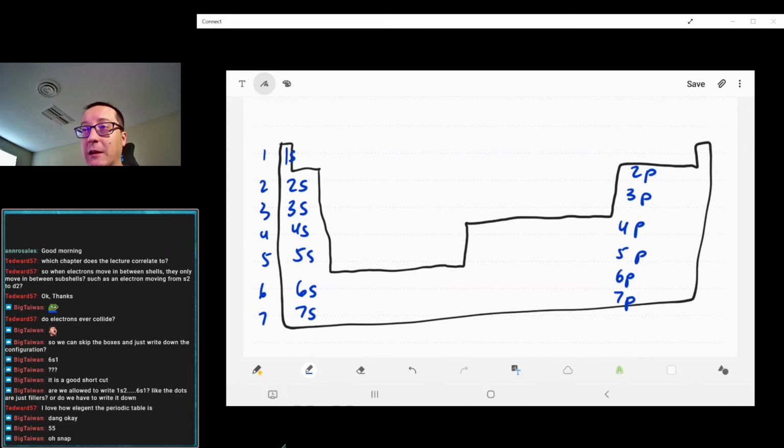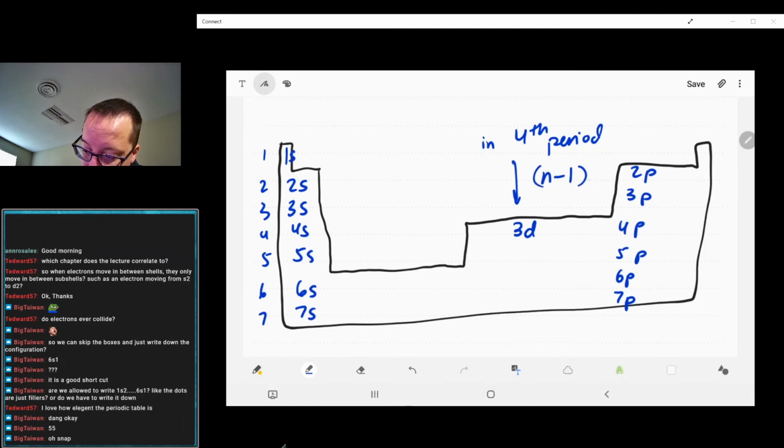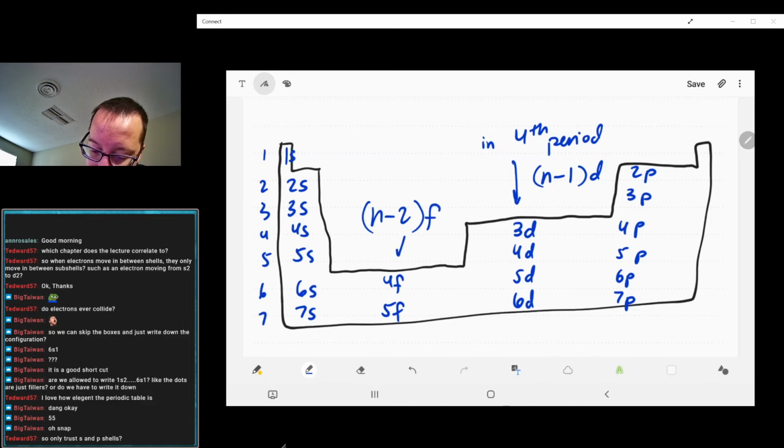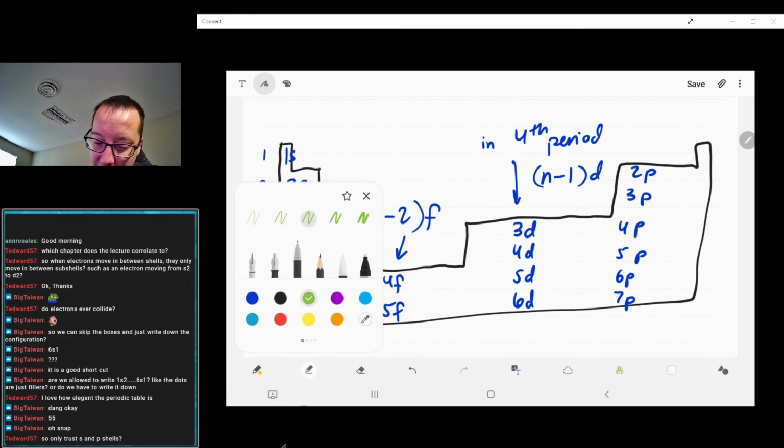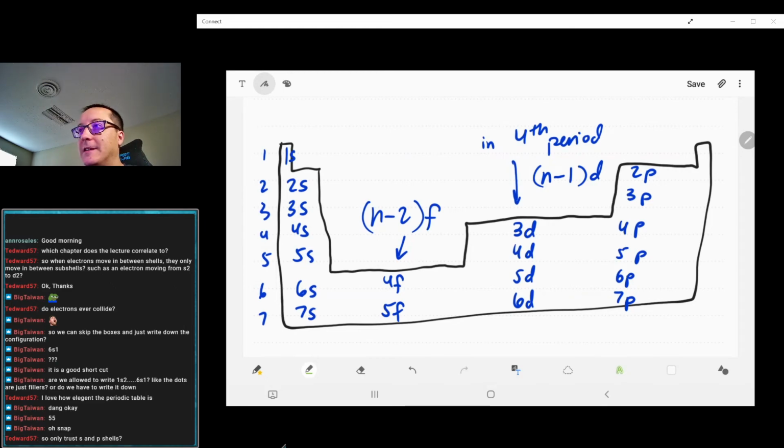Once we get to D, however, that's actually going to be 3D there, even though it's in the fourth period. It's still 3D. So D will always have n minus 1. So n will be the period you're in, and you just have one less. We would then have 4D, 5D, 6D. And then for F, it's going to be n minus 2. Yes, only trust S and P shells. Yes, correct. And so if you were to pick some element on the periodic table, let's say I pick, what is this going to be? Iodine, I guess.